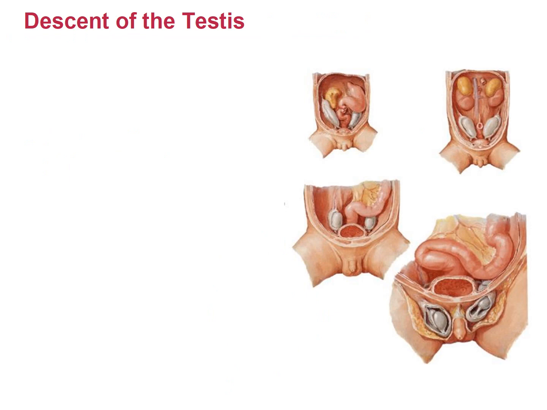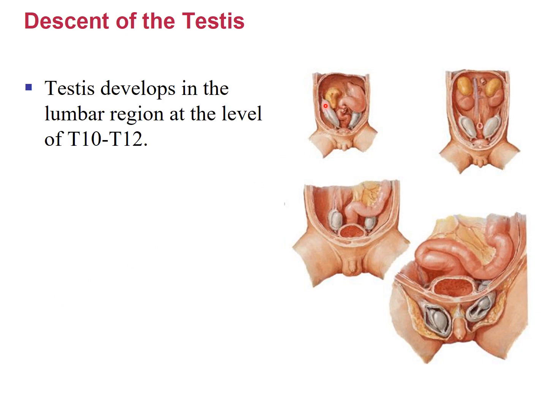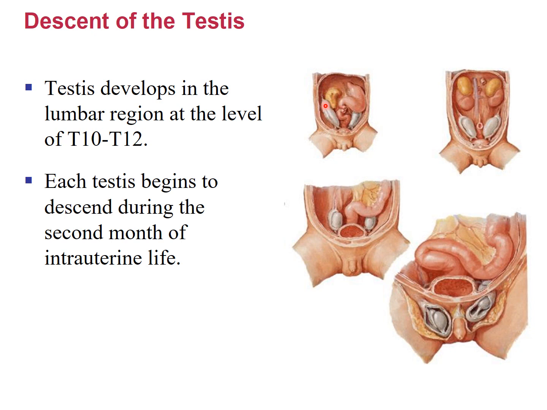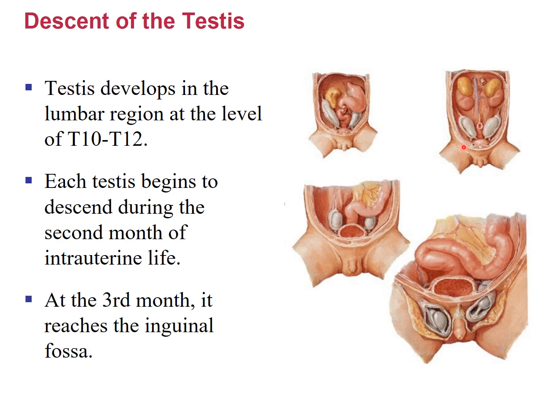Descent of testis. Initially the testis is formed in the abdominal cavity. Testis develops in the lumbar region at the level of T10 to T12 in intrauterine life. Each testis begins to descend during the second month of intrauterine life. At the third month, it reaches the inguinal fossa.